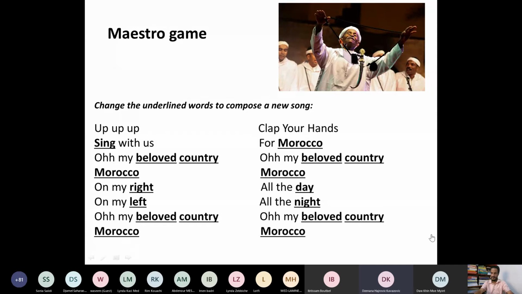Up, up, up, clap your hands, dance with us, four classmates. Oh, my beloved spring, oh my beloved spring.